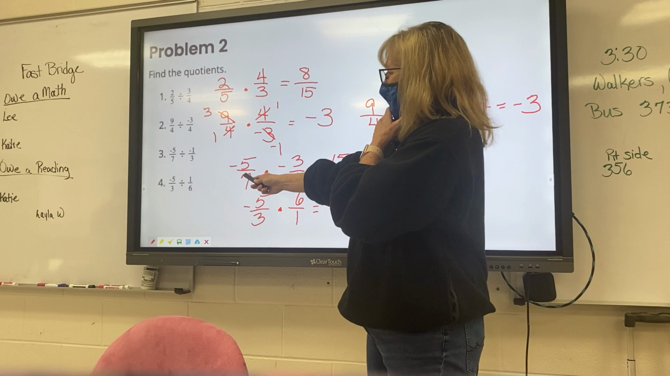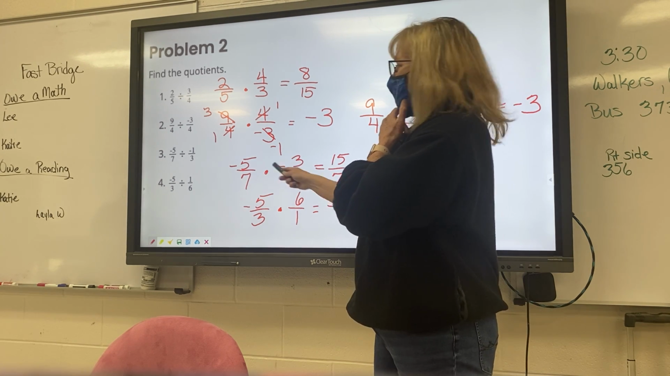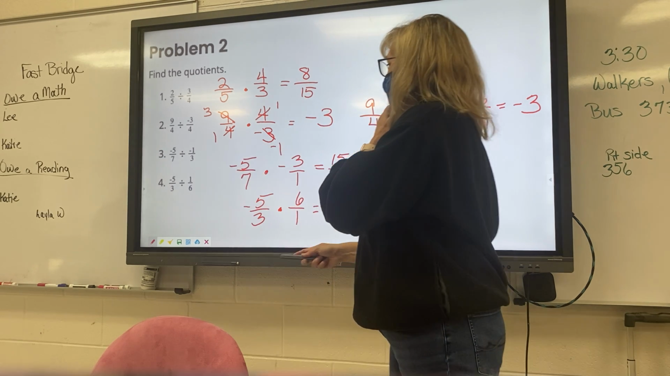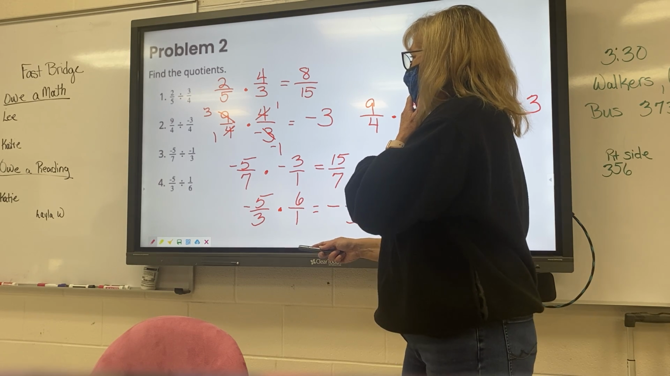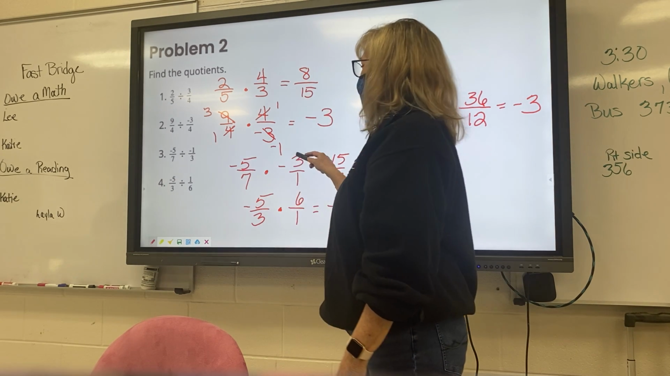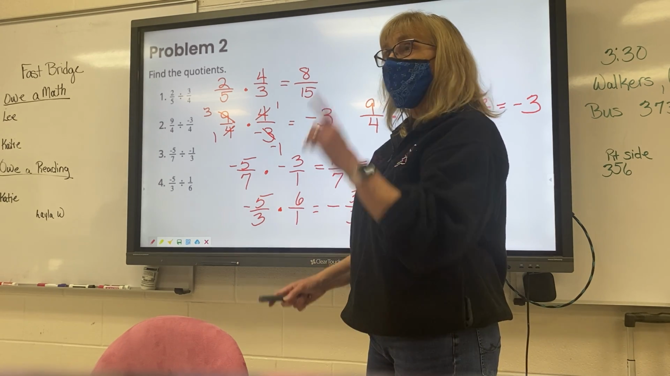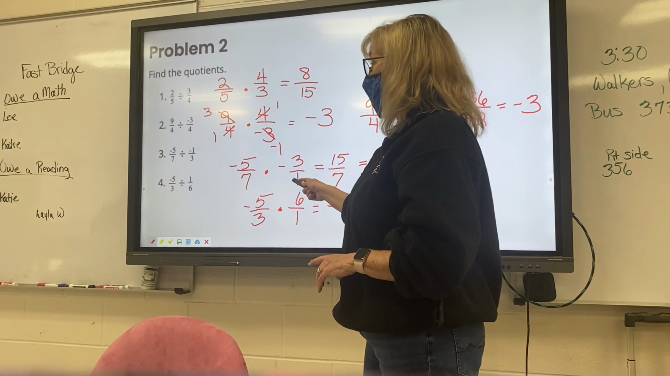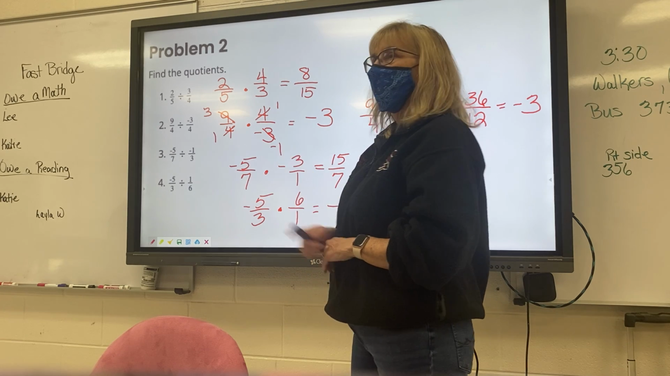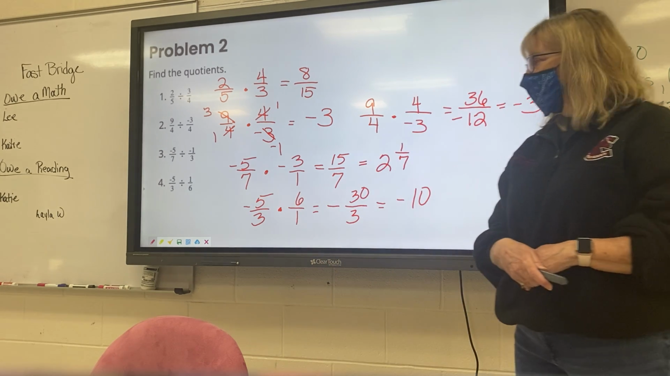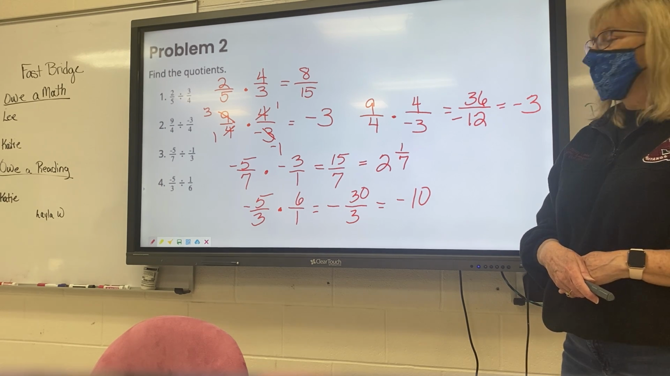Okay, this one? Negative 5/7 times negative 3/1. Because that's the reciprocal of negative 1/3. I thought it was negative one, wasn't it? Okay, does it matter where I put the negative sign? It doesn't. It just has to be in one place. I could have put it down here. I just put it on the outside because now I'm thinking a negative times a negative. Okay, I got it now. Good question. Excellent. That's the kind of thing I want you to ask me.